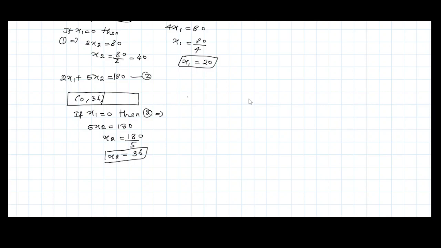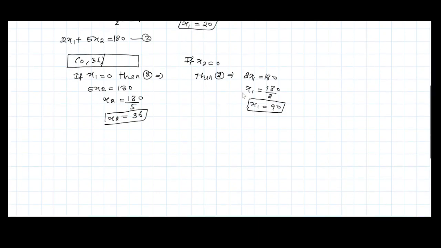Next, if x2 equal to 0, then equation number 2 becomes 2x1 equal to 180, then x1 equal to 180 divided by 2, x1 becomes 90. Which is 90 comma 0.